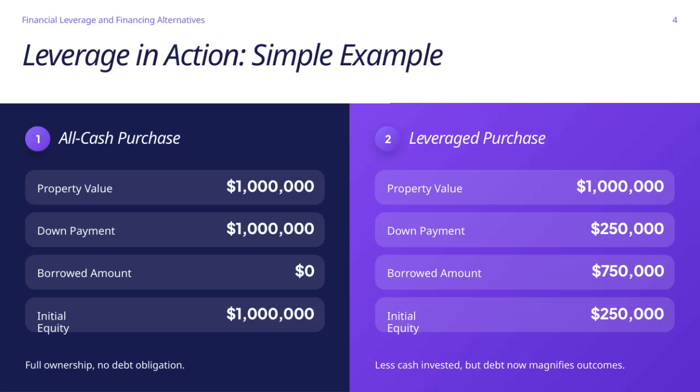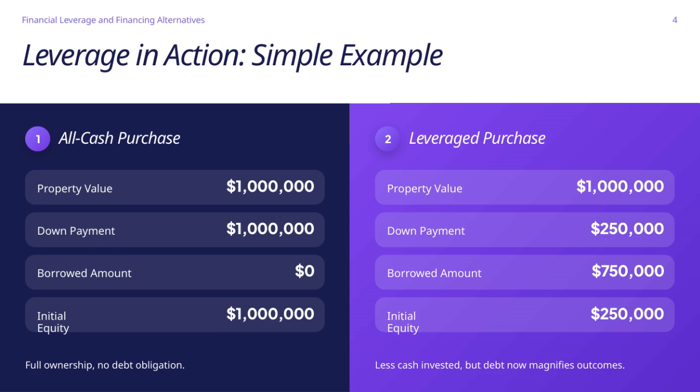Here we have a simple example illustrating the concept of financial leverage and the difference between an all-cash purchase and a leveraged purchase. On the left side, you see the all-cash purchase scenario. The property value is $1 million, and the entire amount is paid up front with cash. This means there's no borrowed money, no debt, and the initial equity is the full $1 million. You own the property outright, without any obligation to lenders.